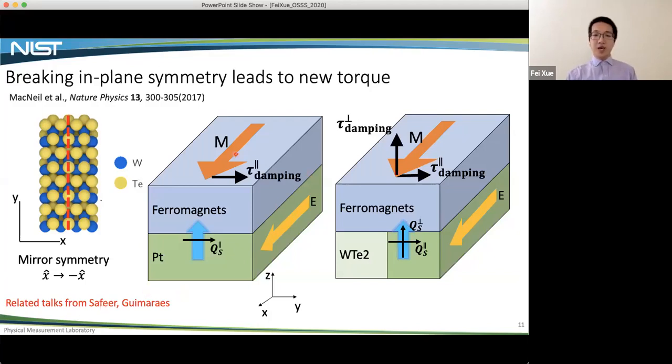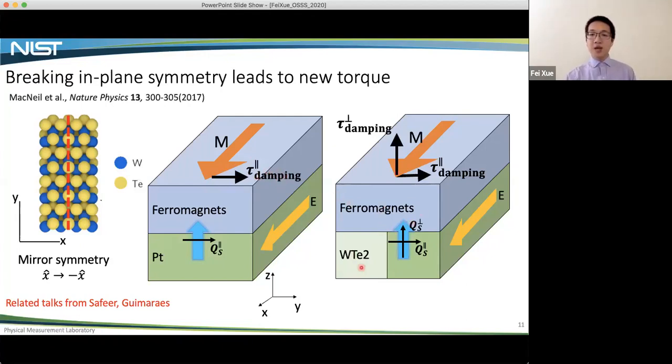So again, this is the cartoon geometry for the bilayer structure we are looking at. We have a conventional one, platinum and ferromagnet. When we apply an electric field in the x direction, and let's assume the magnetization is also in the x direction, we generate a spin current. The spin current will exert a torque on the ferromagnet. So we will have a dampinglike torque in the parallel direction, the in-plane direction. That's what tau parallel means.